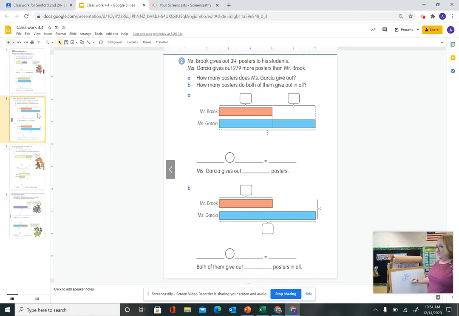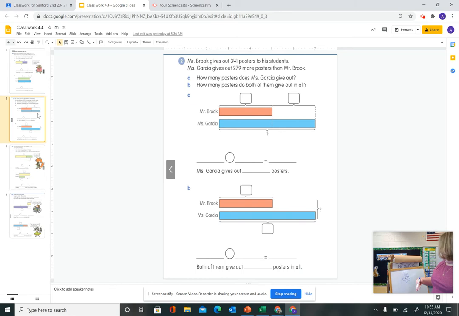So 9 plus 1 equals 10. I'm going to put my 0 down and I'm going to carry my 1. 7 plus 4 equals 11 plus 1 would give us 12. So I put my 2 down, carry my 1. 3 plus 2 equals 5. And my carried 1 gives us 6. So Mrs. Garcia gave out 620 posters. Wow, that's a lot of posters in total. So that's how many posters that just she gave out.